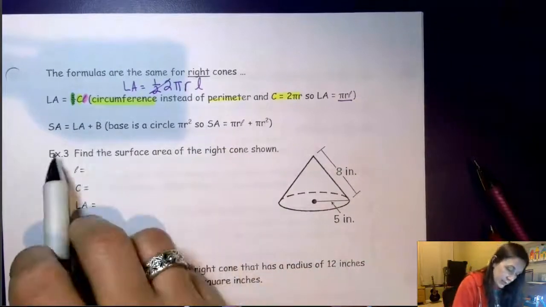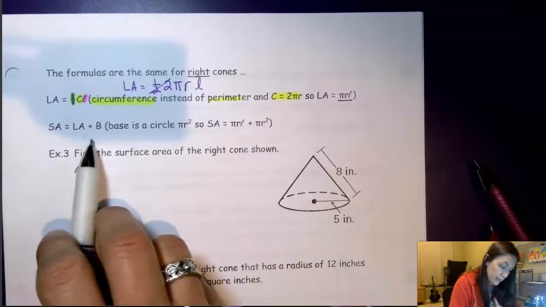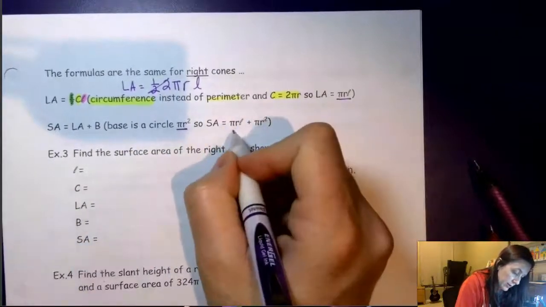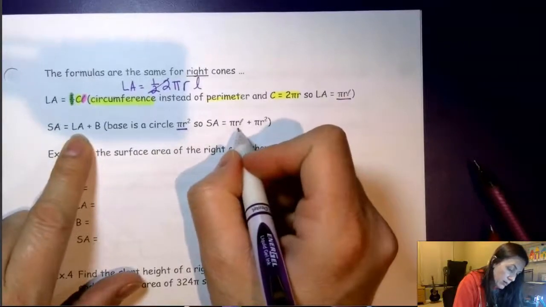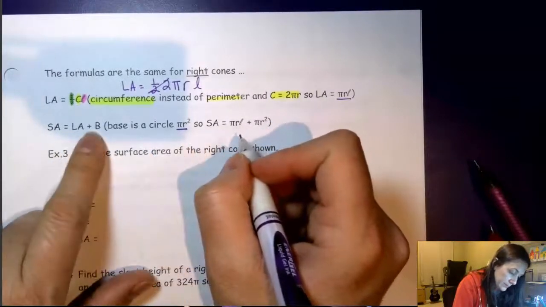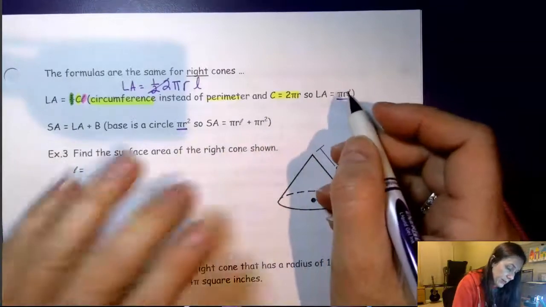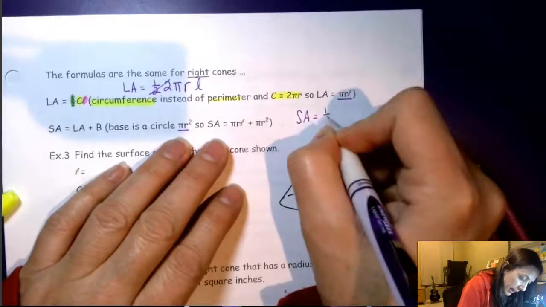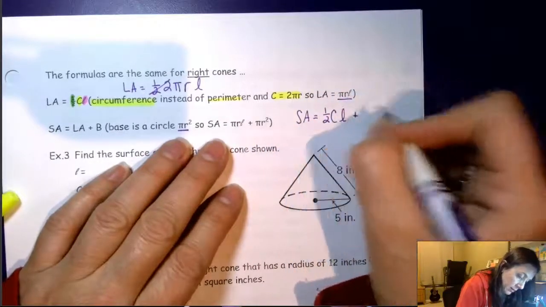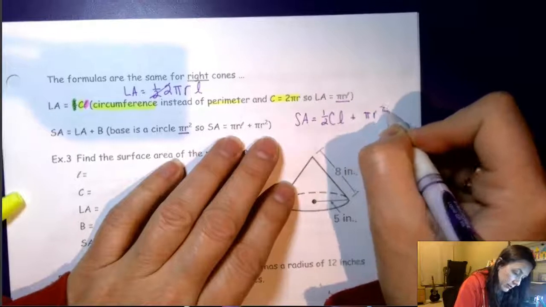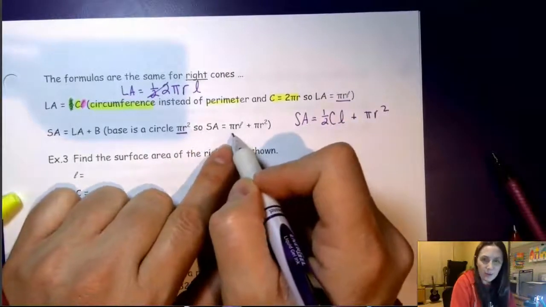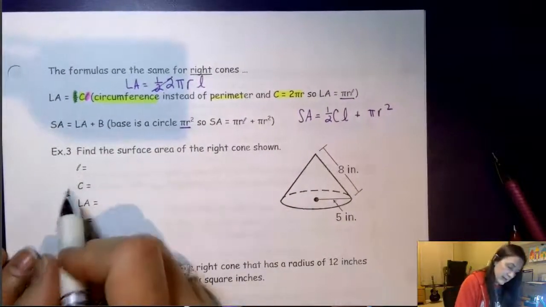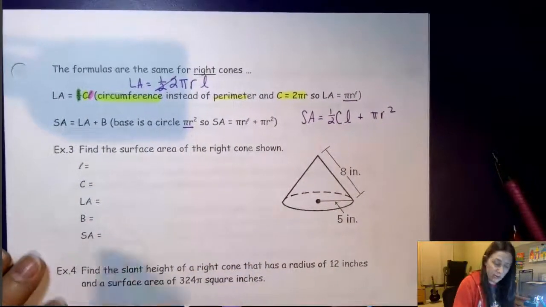So again, surface area here, lateral area plus 1 base. Base is a circle, pi r squared. So the surface area is pi r times the slant height, this over here. Again, I don't use that. I would do surface area equals 1/2 circumference times slant height plus area of the base, which is pi r squared. This one's not really my favorite, but same thing. So I'm going to come down here, pause, do this one on your own.